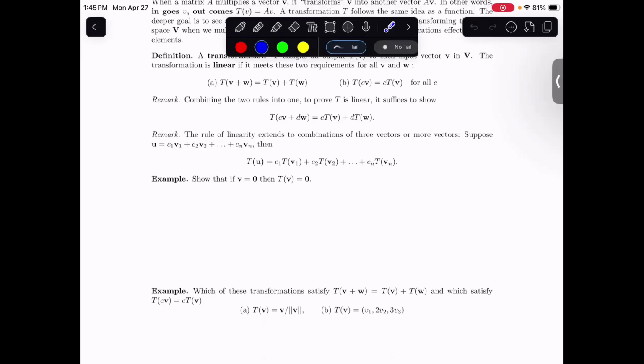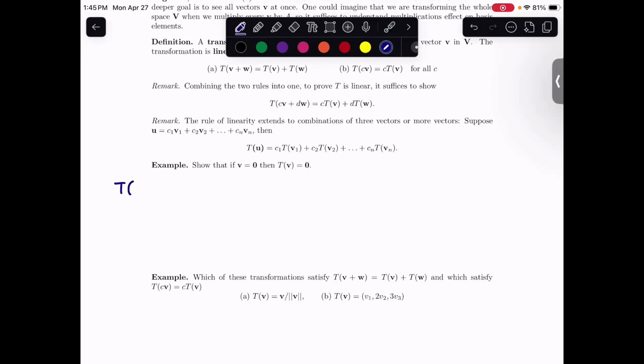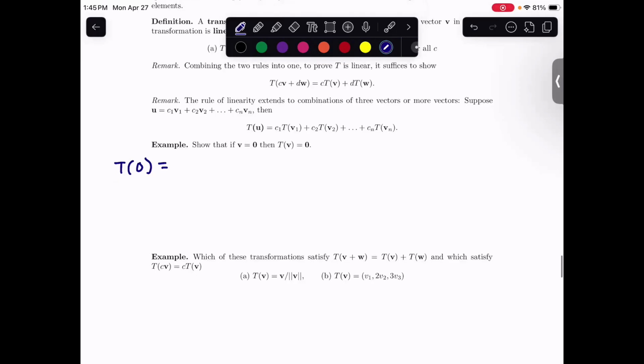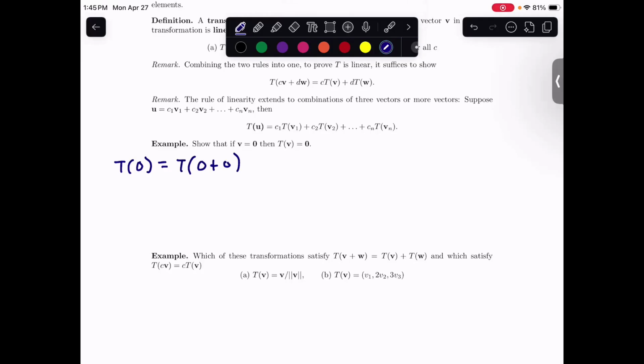Okay. And so just some other properties of linear transformations: if V is the zero vector, then T evaluated at V has to be equal to the zero vector as well. This comes down to the following trick. If we have T evaluated at the zero vector, you can write the zero vector as the zero vector added to itself, because if you add the zero vector to another vector, it doesn't do anything.